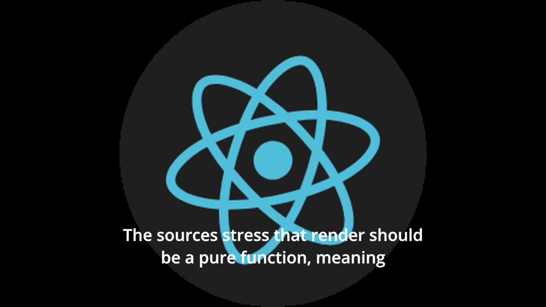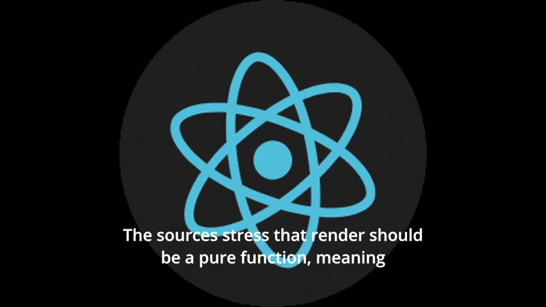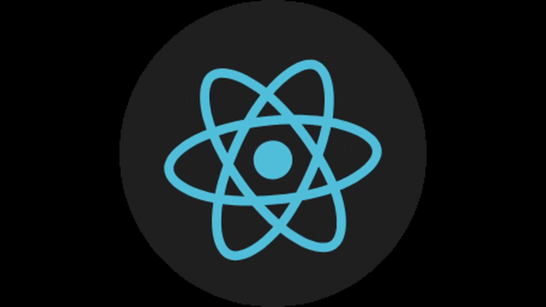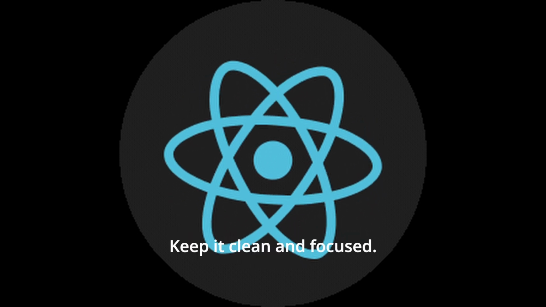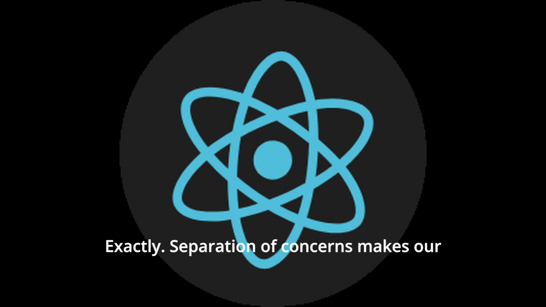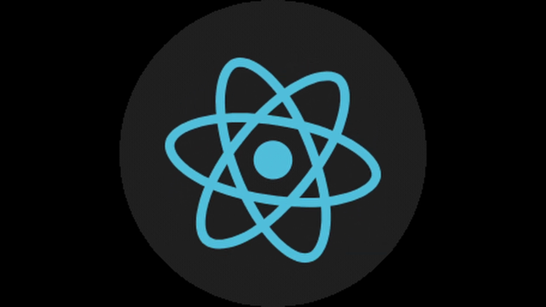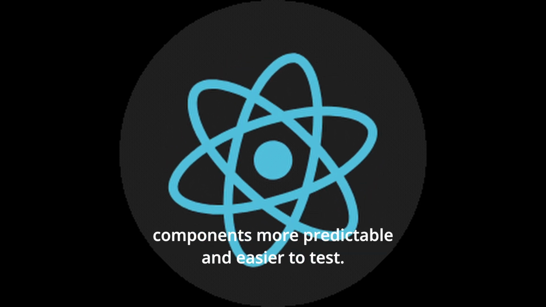The sources stress that render should be a pure function, meaning it shouldn't have any side effects. Right, no messing around with fetching data or manipulating the DOM directly in there. Keep it clean and focused. Exactly. Separation of concerns makes our components more predictable and easier to test.